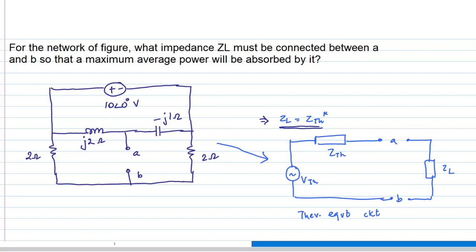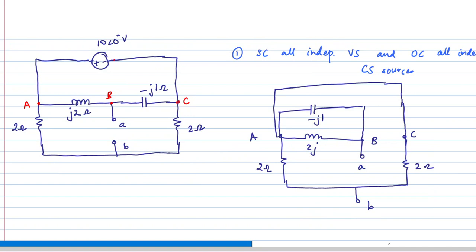Okay, so the first step to find the Thevenin equivalent circuit is to short circuit all the independent voltage sources and open circuit all the independent current sources. We have just one independent voltage source here, that is 10 angle 0. I am going to short this voltage source right now. So shorting this voltage source, we will get the circuit like this.